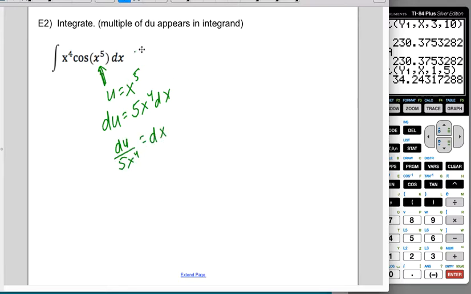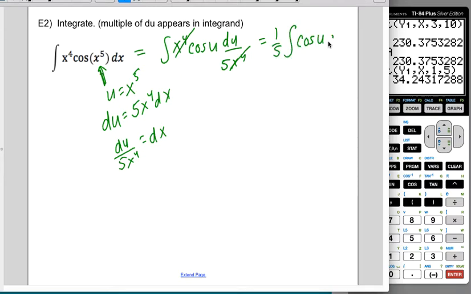So now, when I replace this, I have an x to the 4th, a cosine of u, and a du over a 5x to the 4th. Well, look what happens to the x to the 4th. They cancel, and I'm left with a 1/5 in front of the integral of cosine of u du.